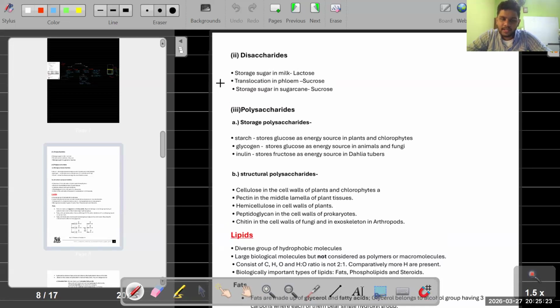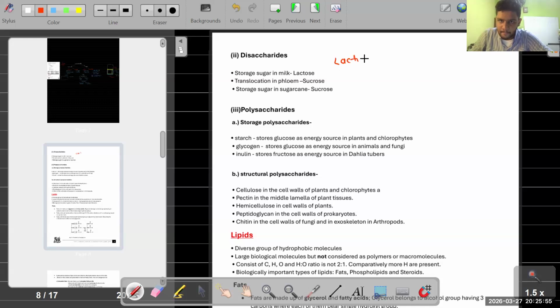Now we can't read this directly like this. If you read it just like this, we can't understand what they are trying to convey. If you have a notebook, a resource book, or my tute, you can write it anywhere. What I want is for you to understand what the function actually means. Storage sugar in milk means lactose is a disaccharide.